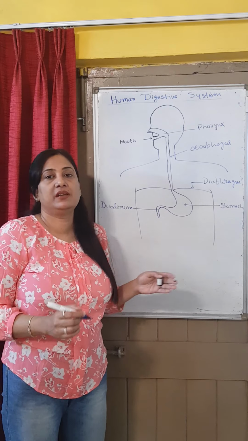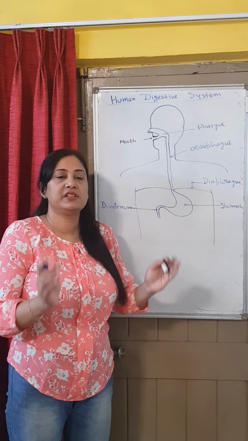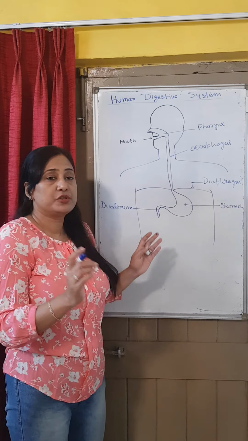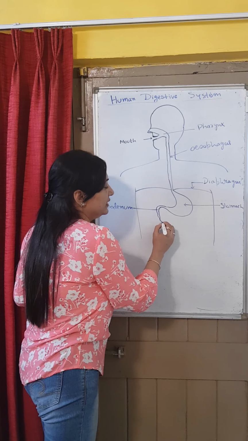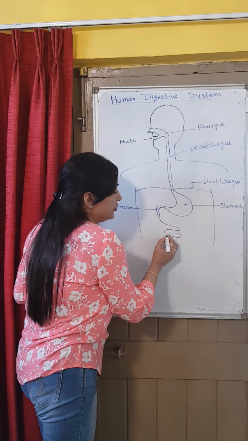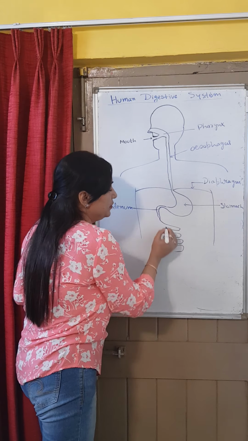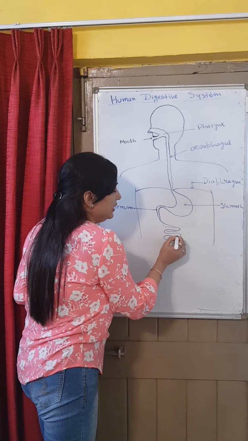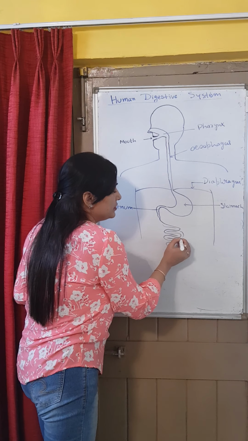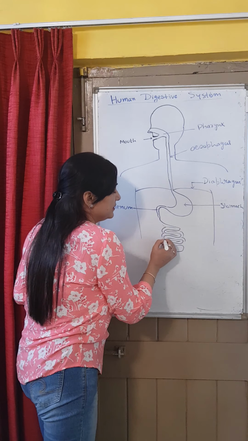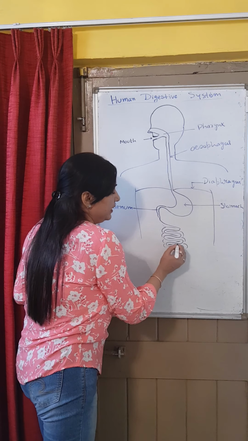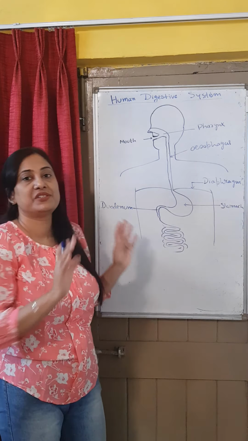The small intestine is a highly coiled tube which is present in a very small area. To show the coiling, I am making the tube like this, because you have to show the highly coiled tube. So you make the coilings like this. This will give an appearance of a highly coiled structure.